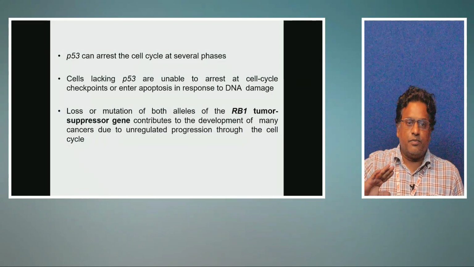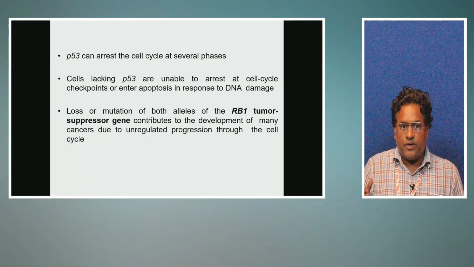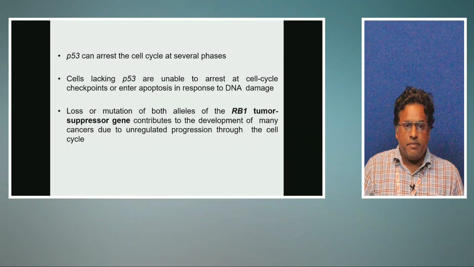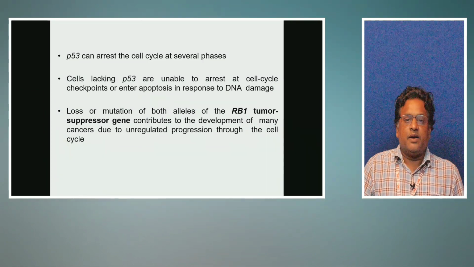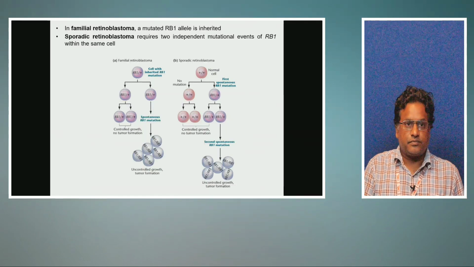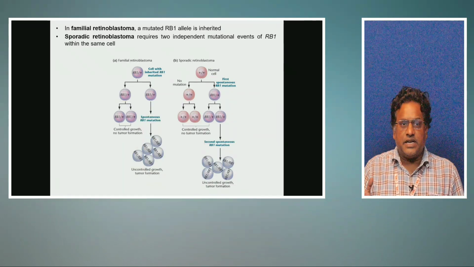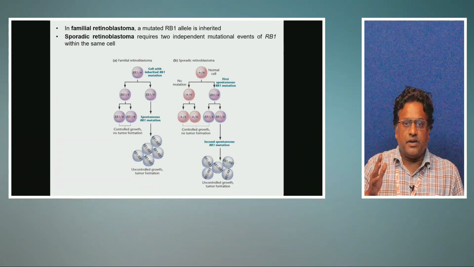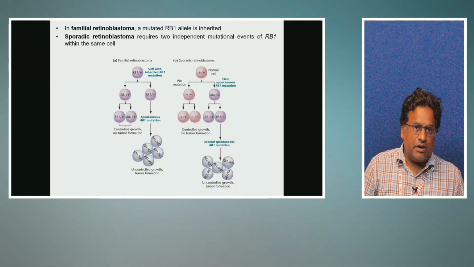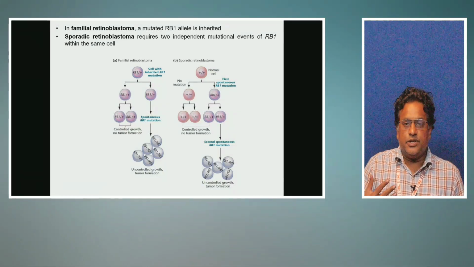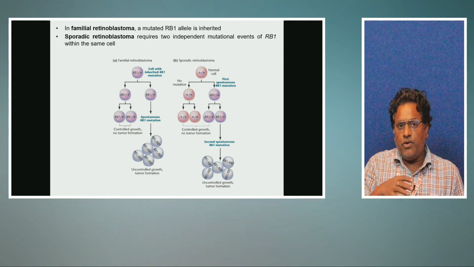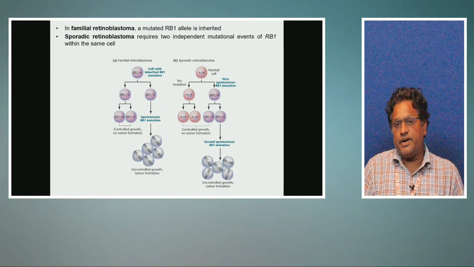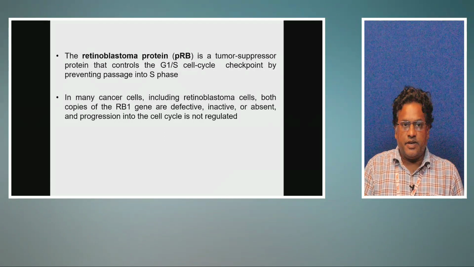For example, loss or mutation of both alleles of the RB1 tumor suppressor gene contributes to many cancers due to unregulated progression through the cell cycle. Another classical example is familial retinoblastoma, where RB1 is mutated and passed from parents to offspring, or sporadic retinoblastoma, where mutational events occur in both alleles within the cells. These are cases of tumor suppressor mutation.